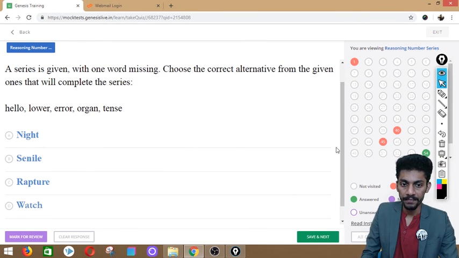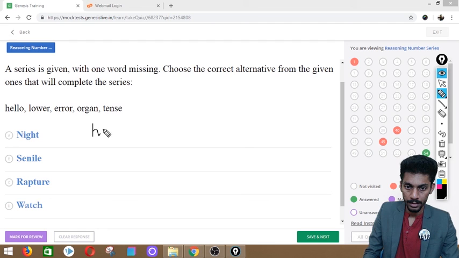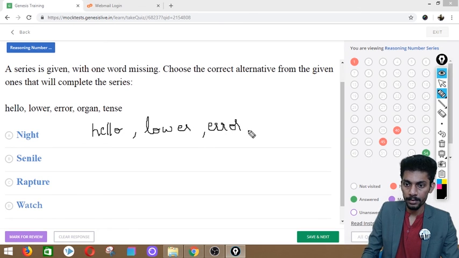Next one, question number 56. Question number 56 says, a series is given with one wrong word missing. Choose the correct alternative from the given words that will complete the series. Okay. Now, what is the series here is, it is hello. Next word is lower. Next word is error. Next word is organ. Next word is tense.